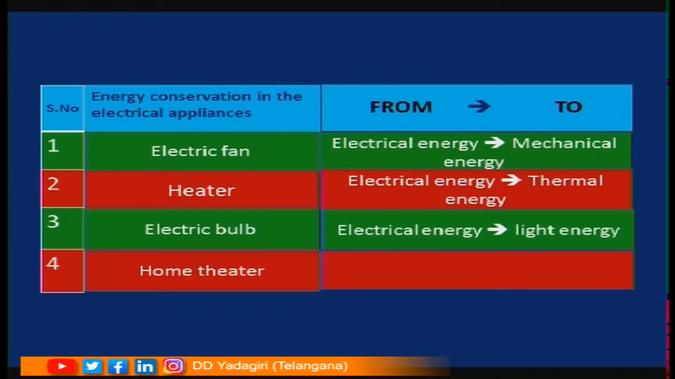And yes, home theater, you know about this home theater. In loudspeakers, what happens there? The electrical energy is converting into sound energy, electrical signals converting into sound signals. So, these are the examples which happen in electrical appliances.